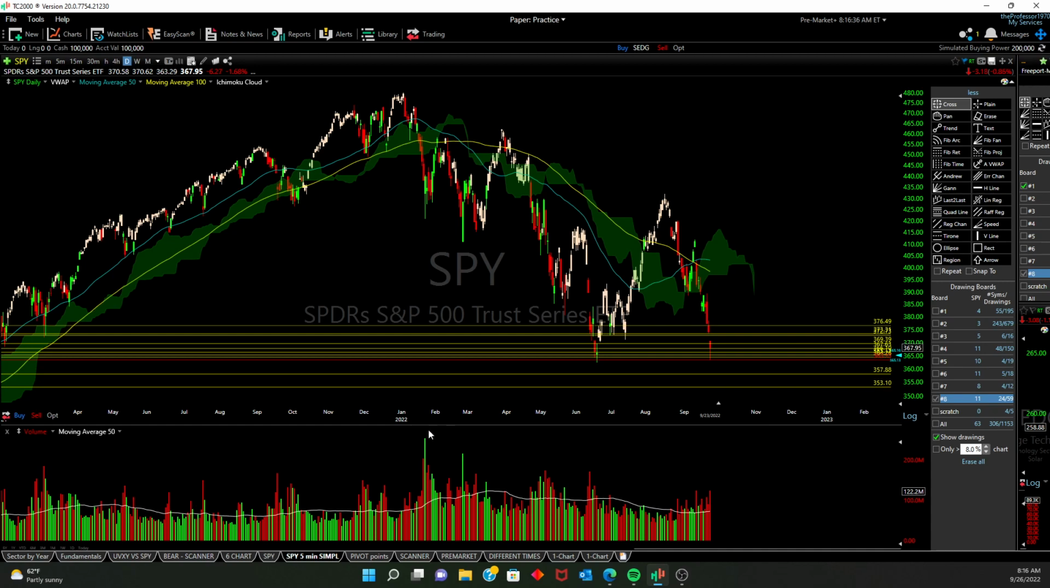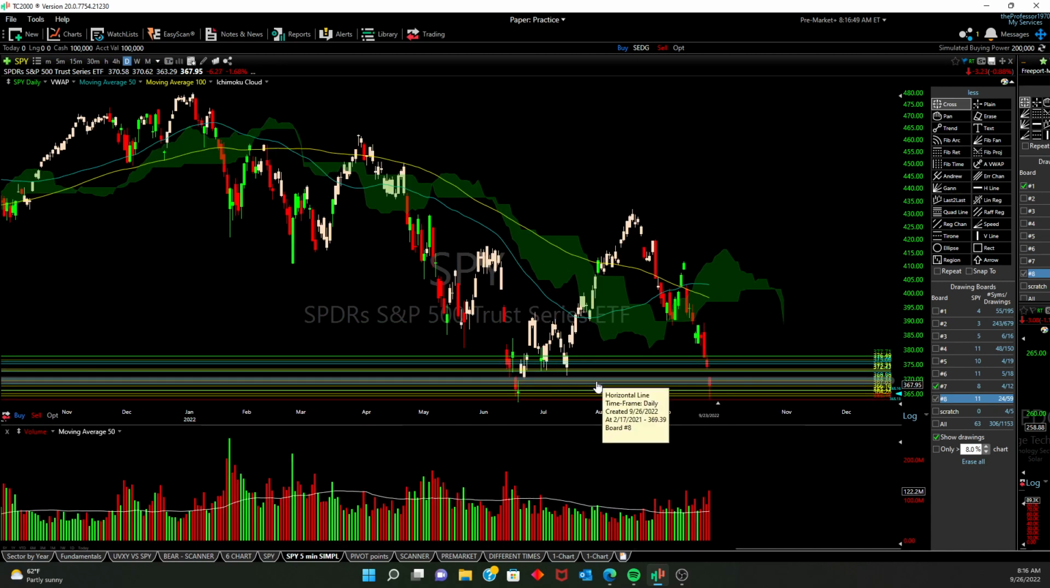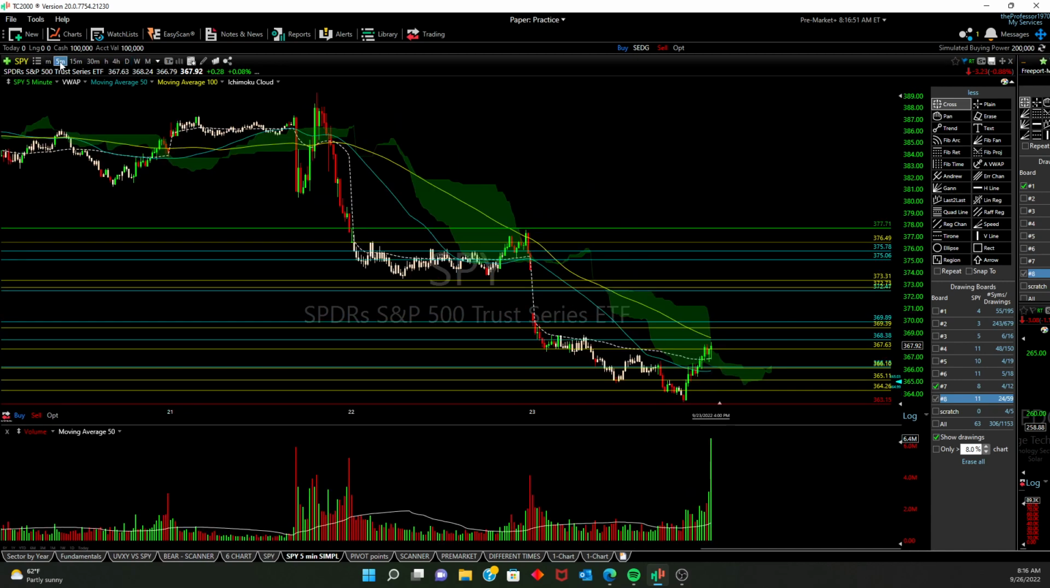So now here's the interesting thing: I take the yellow lines I drew and I add the blue lines I drew, and this is on the daily, and it kind of looks like this, and you're like, oh my God, I can't read it. But then you go into your 5-minute chart, and here you have your 5-minute chart.